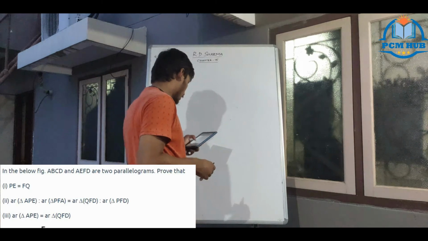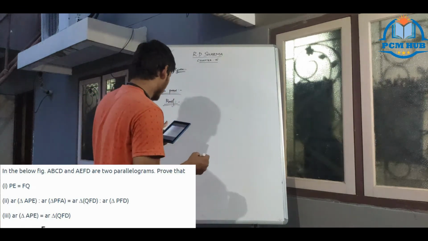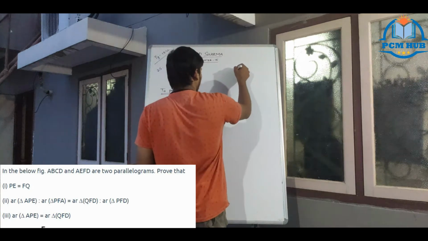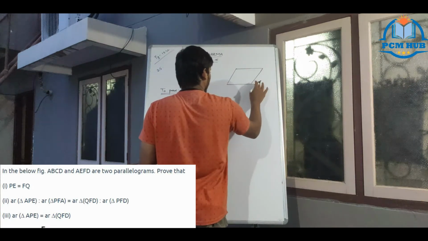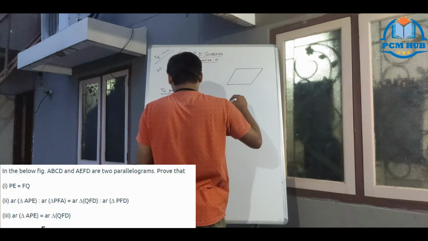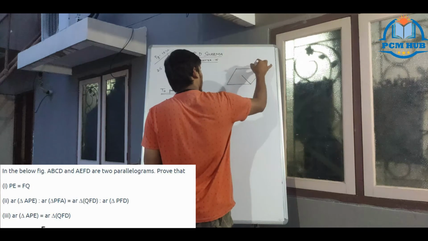So ABCD and AEFD are two parallelograms, as shown in the diagram. I'm drawing the diagram. Okay, there is something which is like this.